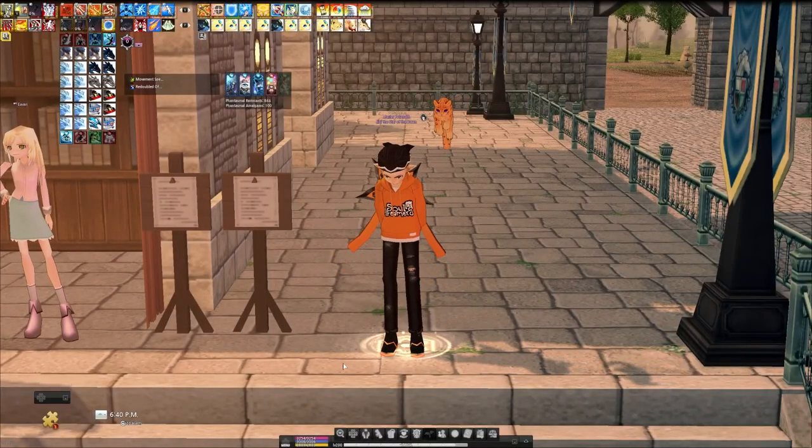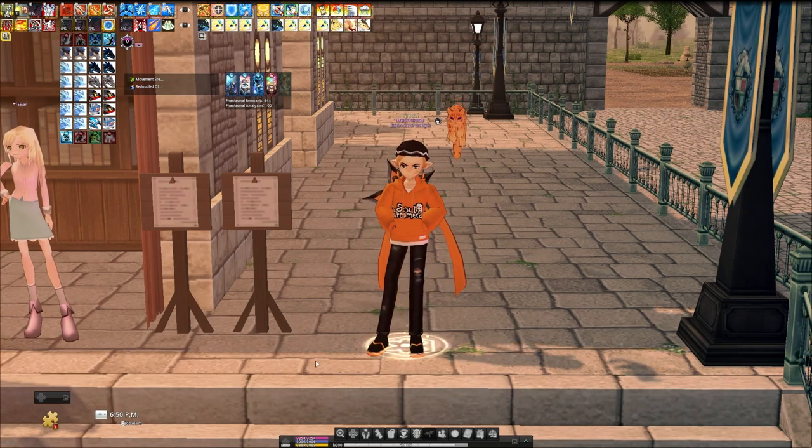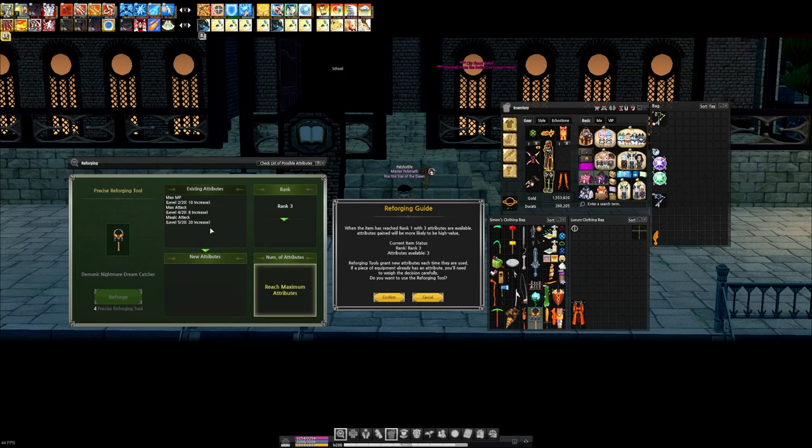Today we're going over reforges. With the latest update, the whole system has been reworked. Let's go over the changes. Let's start with the new precise reforging tool.